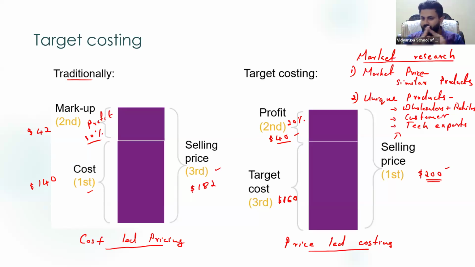So to summarize in one line, how can a company fix their selling price before they even know the cost? Through market research, by getting opinion from the market, by referring to the market.